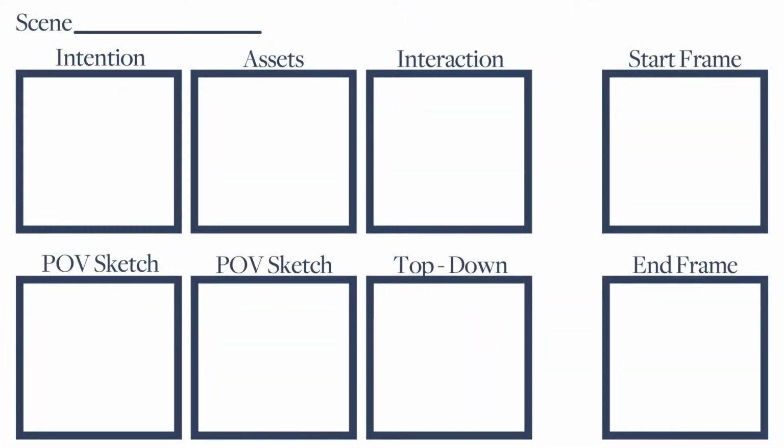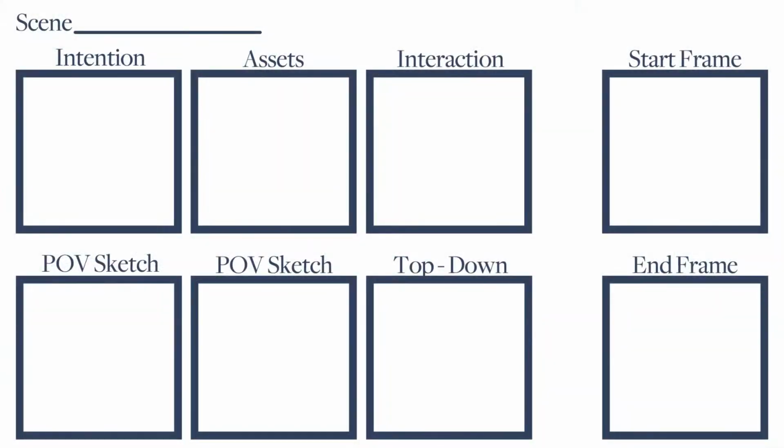And then the bottom 3 boxes are point of view sketches. You can just do really basic sketches, and I'm going to show you my rudimentary sketches in a second. But you could do a 180-degree view, a 360-degree view. The third box that I have is the top down.